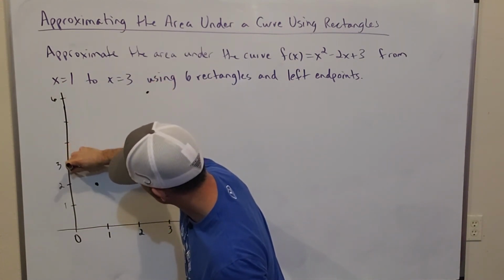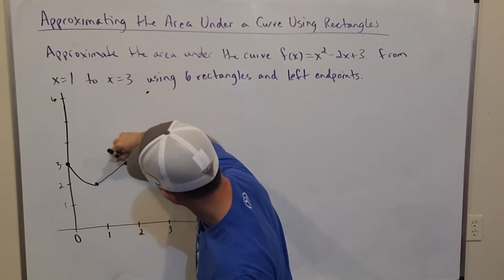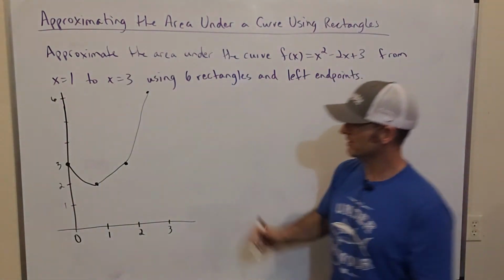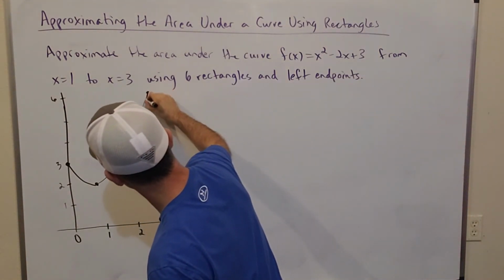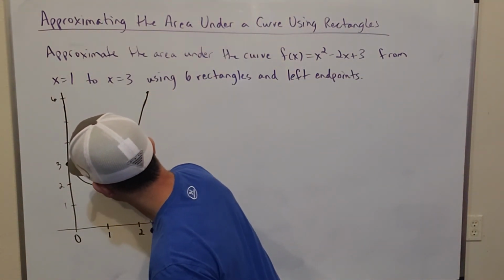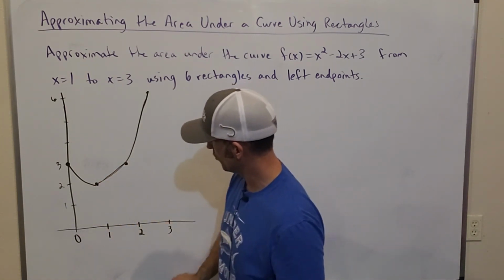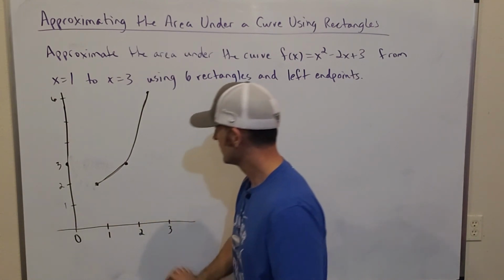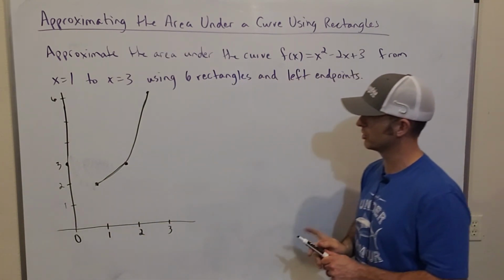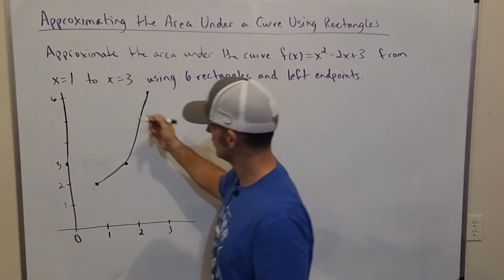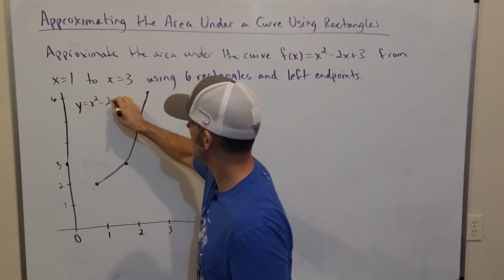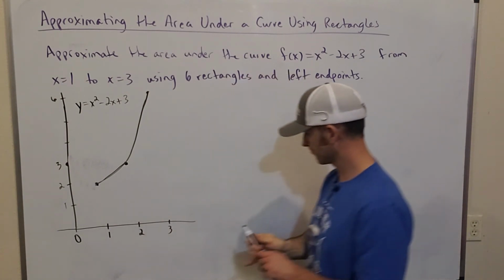Graph paper is not essential here. This is a rough sketch. Okay, a very rough sketch, as you can see. But we've got our curve here, and we're only interested in from 1 to 3 now. So I'm going to cut off the rest of this, and we're going to focus on that portion of the curve. And so this is the function y equals x squared minus 2x plus 3.